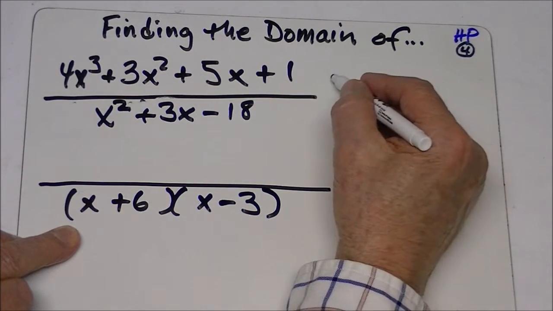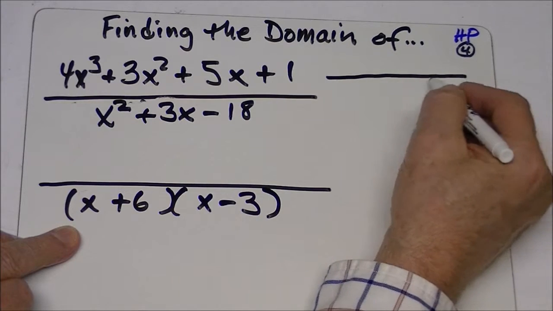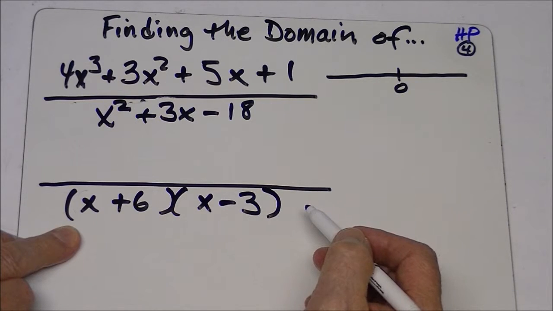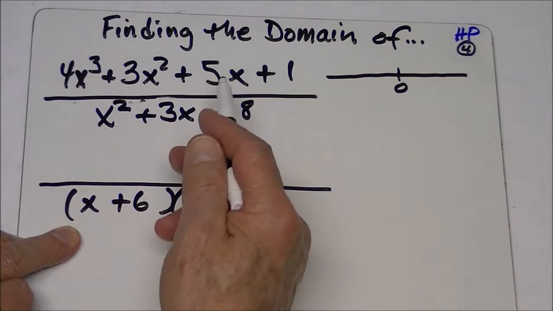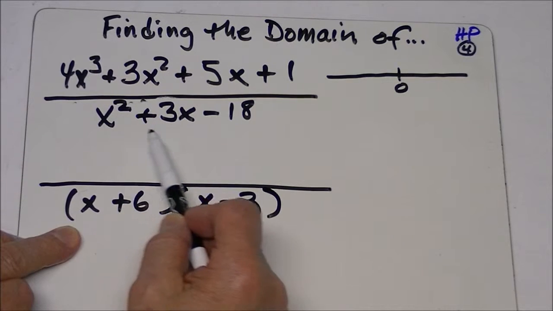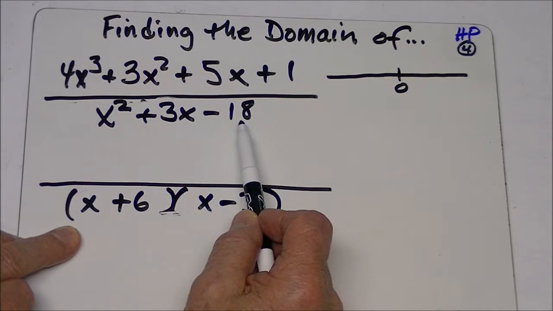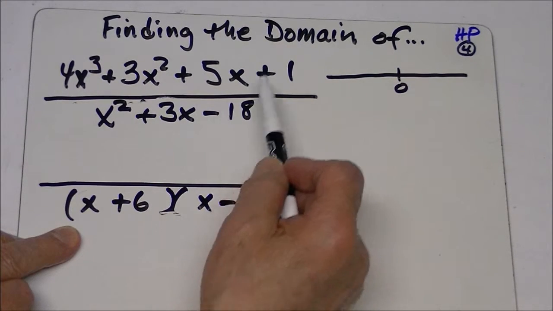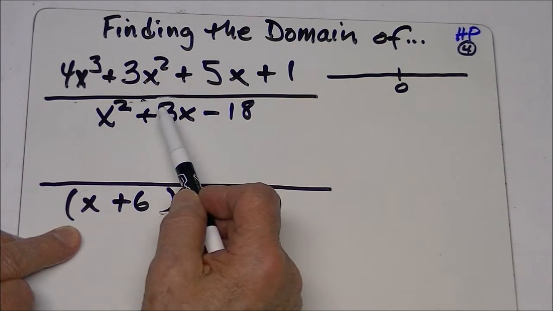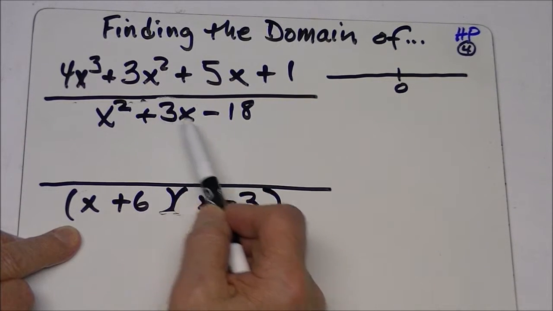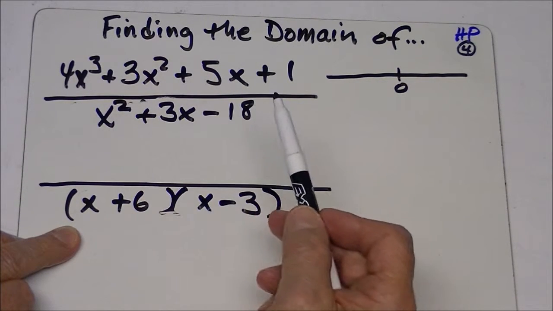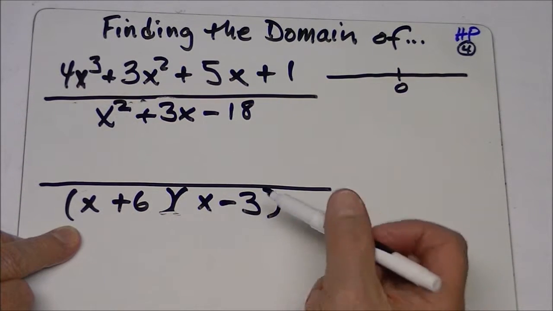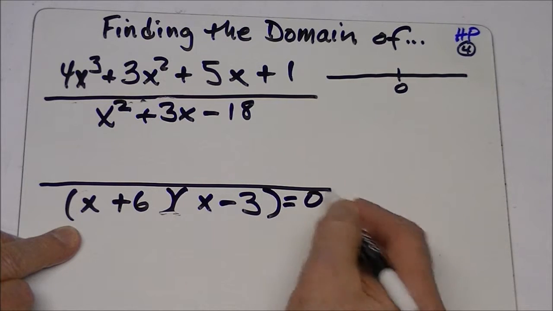Well, the domain, recall, are x values on the number line. So, what values of x would make this denominator a 0? Because if it was a 0, then that would be undefined. So we have to exclude those values. So the protocol would be to factor the denominator and then equal the denominator to 0.